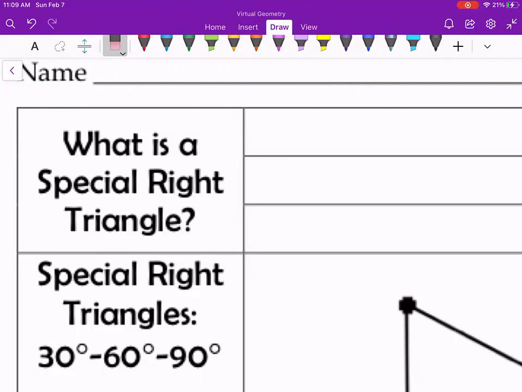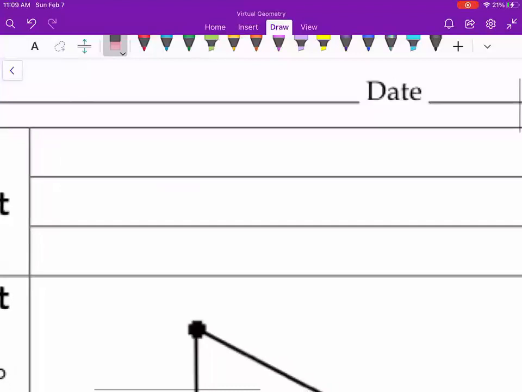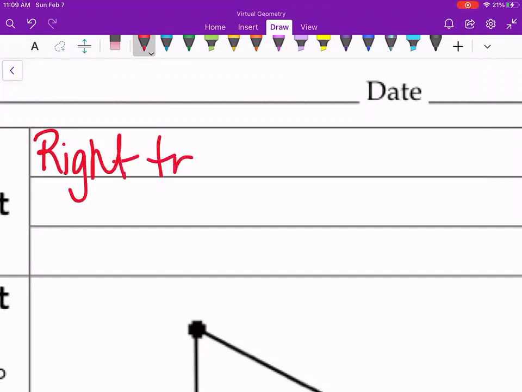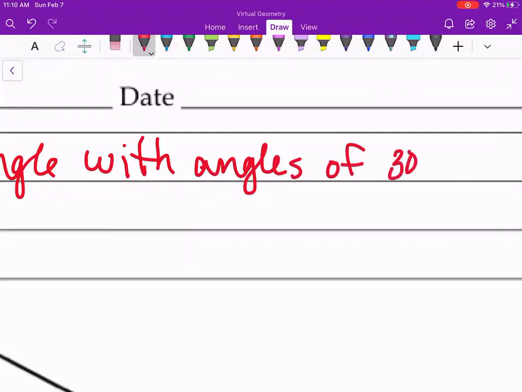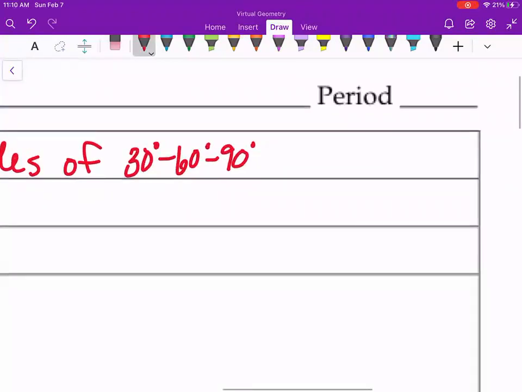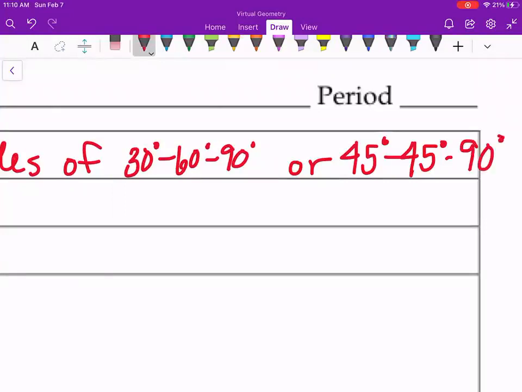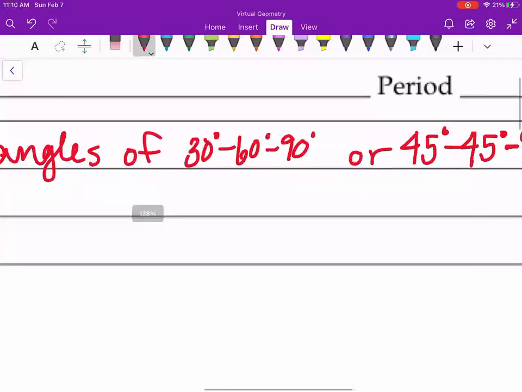But now, what if you only have one side given to you? Well, one way that you can find the other two is if your triangle is considered to be a special right triangle. So specifically, a special right triangle is a right triangle with angles of 30 degrees, 60 degrees, and 90 degrees. Or it could be two 45-degree angles, so a 45 degrees, 45 degrees, and a 90 degrees. So there's two special kinds.